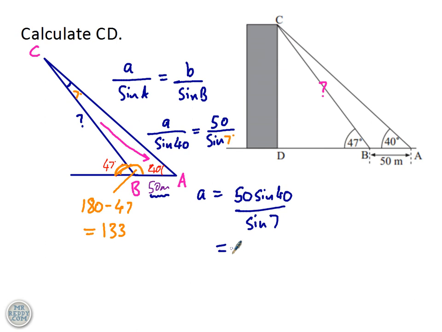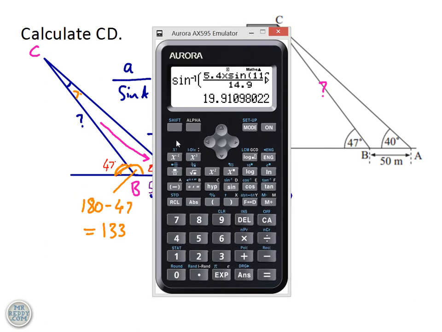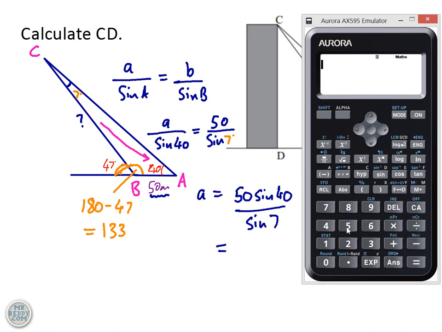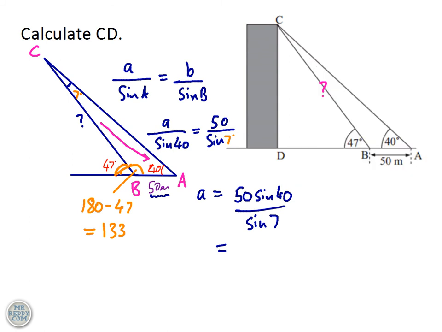And if I put that into the calculator, I would get, 50 sine 40 close brackets divided by sine 7. I could do that as a fraction, close brackets. But I get 263 meters. Well, 264 rounded to the nearest whole. So I should write 263.7 meters. I'll keep it to one decimal place for now. Okay, that's good. That's useful.